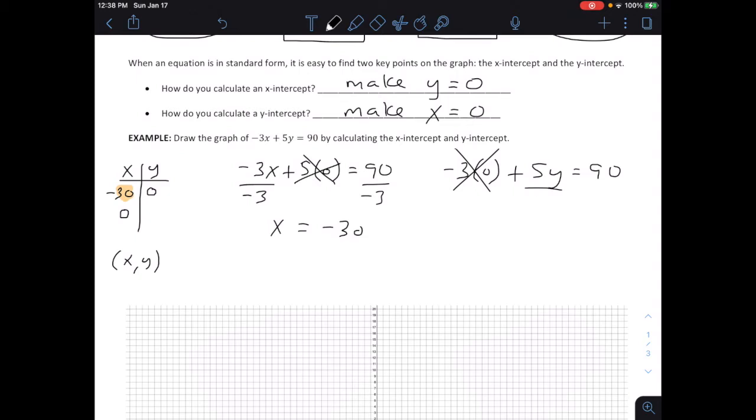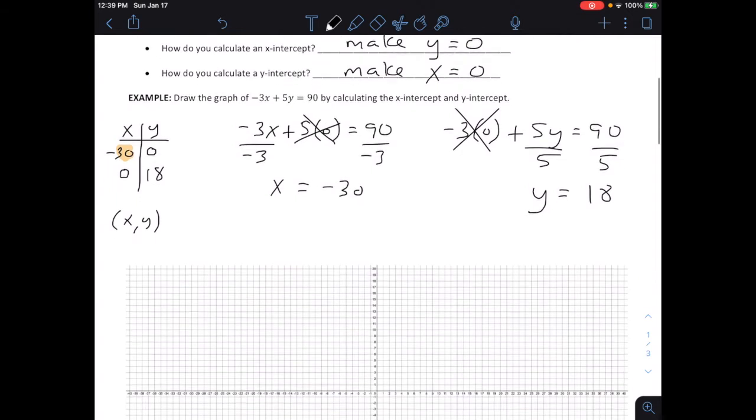So I'm just going to divide by 5. So y is equal to 18. Okay, so I'm going to go ahead and plug in 18 into my table. All right, so I have an x-intercept that is negative 30, 0, and a y-intercept that is 0, 18. And so all I have to do now is plot those 2 points. So remember, the first one, the negative 30, was my x-intercept.